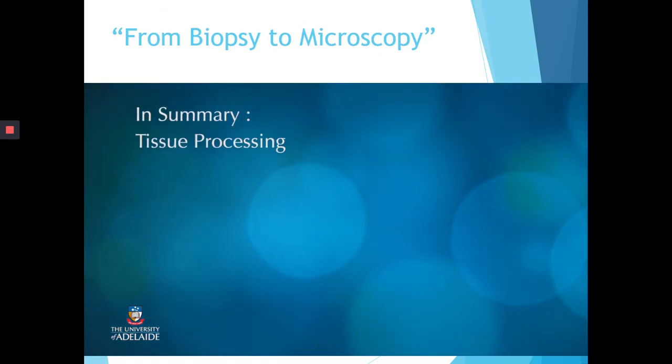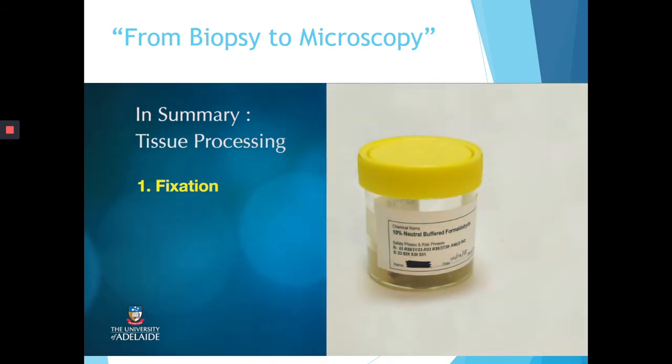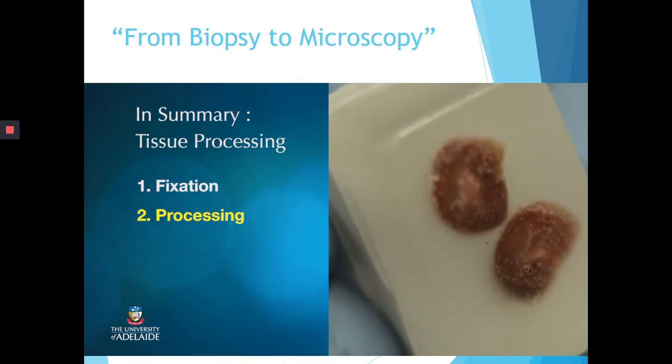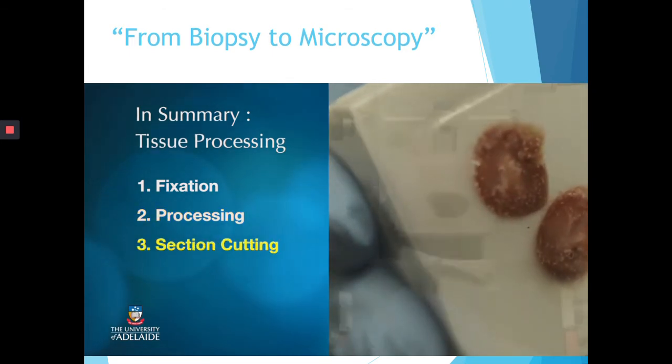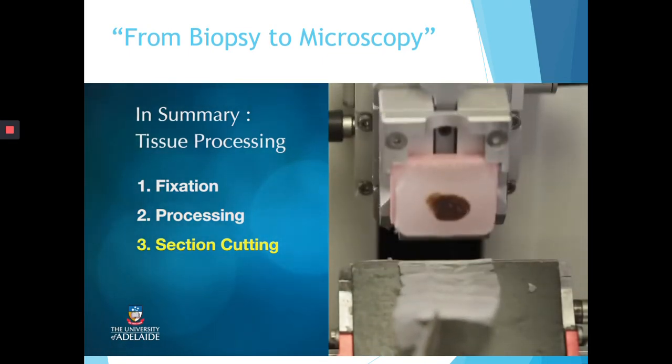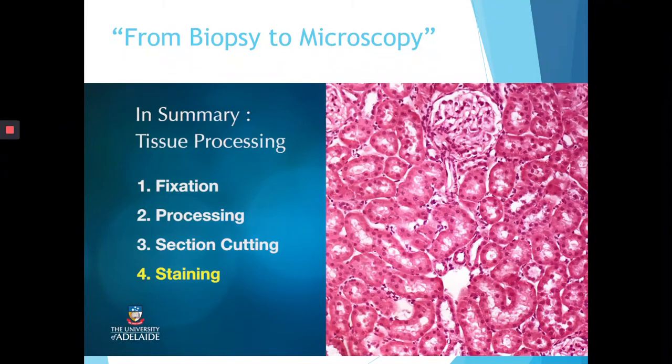In summary, tissue processing involves fixation, where the tissue is preserved. Processing, where water is removed and the tissue is impregnated with wax. Section cutting, where a thin section is cut from the paraffin-embedded tissue. And finally, staining with hematoxylin and eosin to give the H&E stained section.